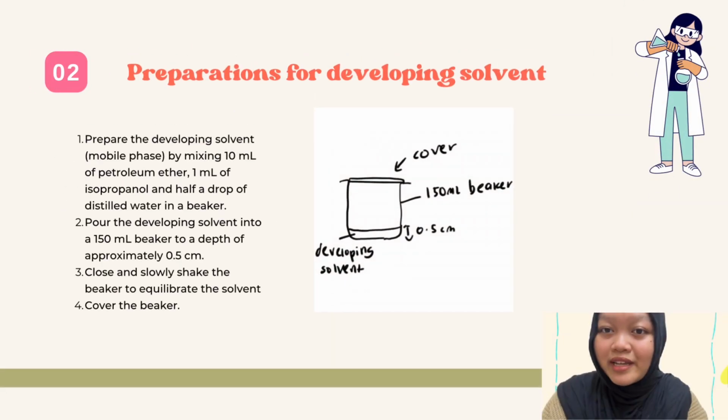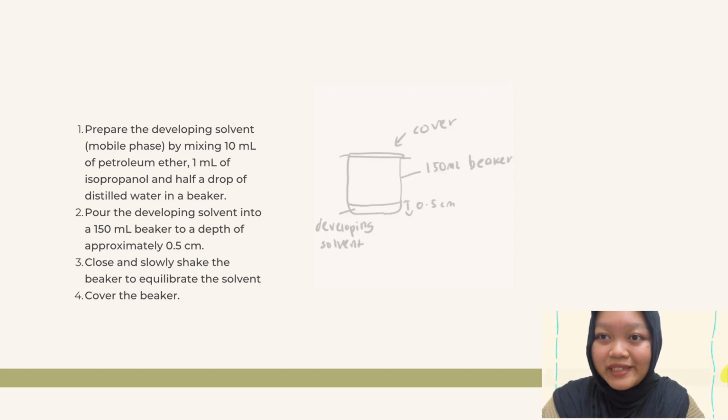Then, we will look at the preparation for the developing solvent. To prepare the developing solvent, we mix 10 ml of petroleum ether, 1 ml of isopropanol, and half a drop of distilled water into a beaker. The developing solvent is then poured into a 150 ml beaker to the depth of approximately 0.5 cm. After that, we close the beaker and shake it slowly to ensure that they are in an equilibrium state. Then lastly, we cover the beaker properly.